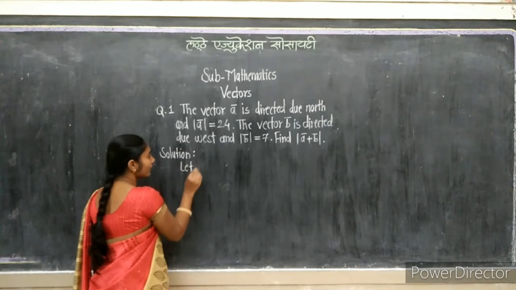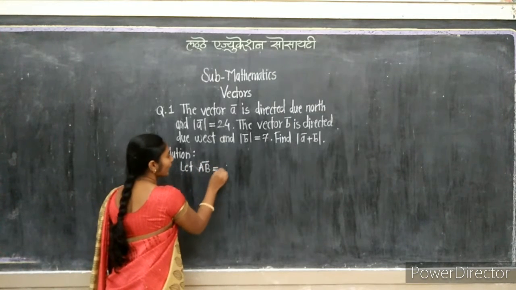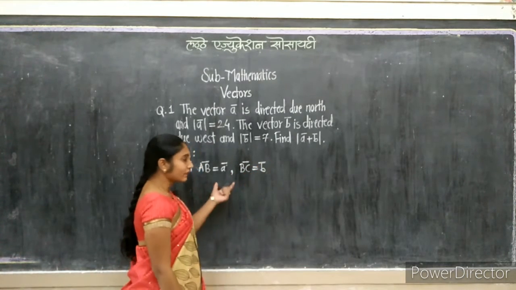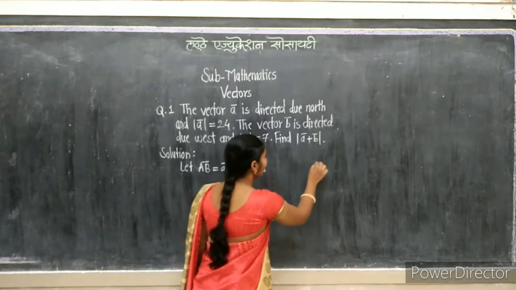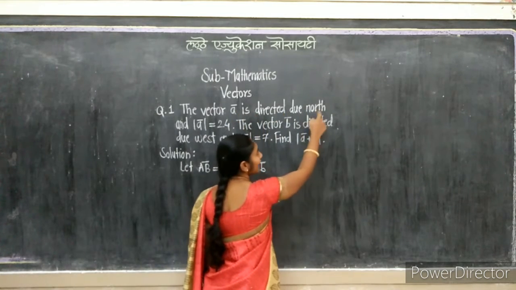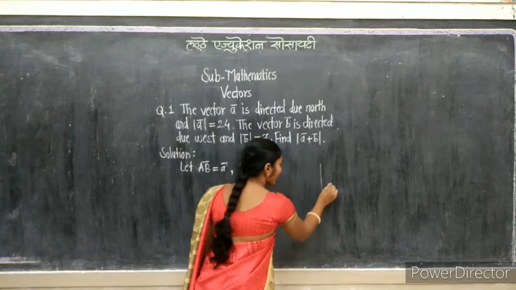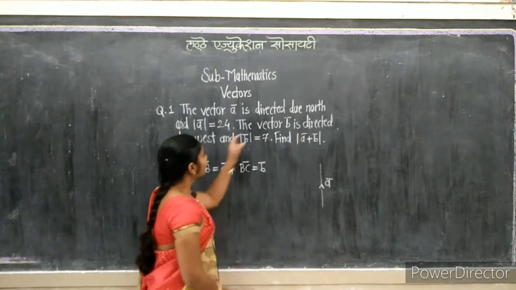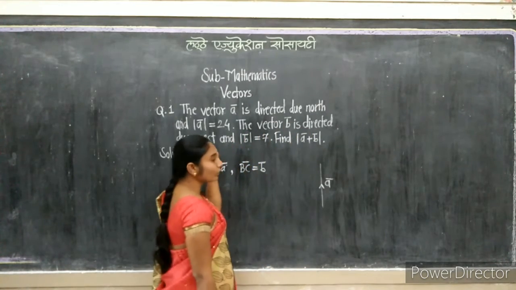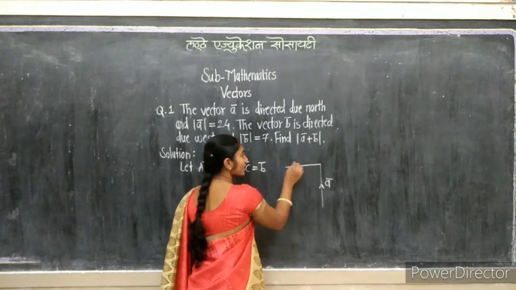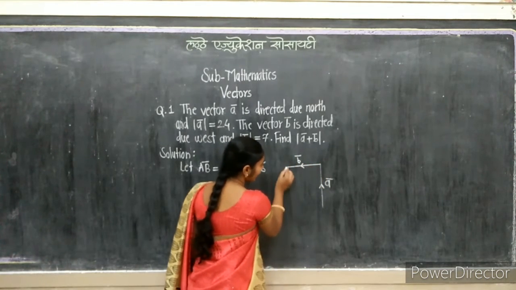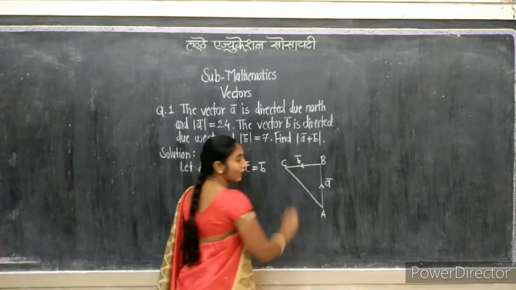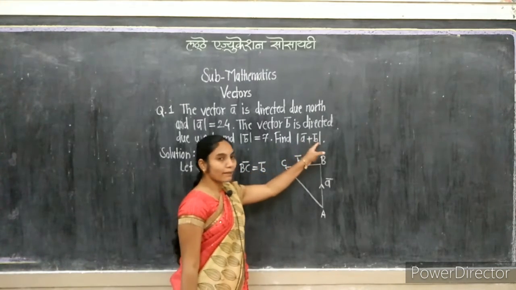First consider AB bar is equal to A bar and BC bar is equal to B bar. For this information draw the figure. The vector A bar is directed due north, that is this is the vector A bar due north, and the vector B bar is directed due west, that is the vector B bar. Then join the points, we get a triangle ABC, and find out the magnitude of A bar plus B bar.